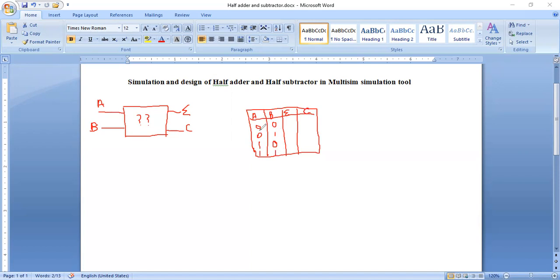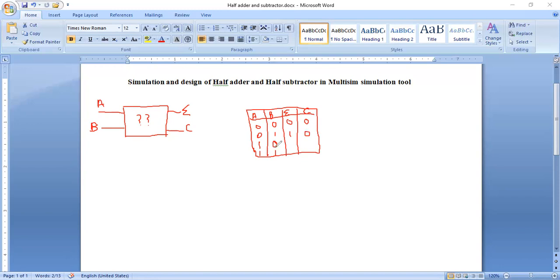So let's start. When we are going to add 0 and 0, what could be the output? We have sum 0 and carry 0. And next, when we are going to add 0 and 1, we have 0 plus 1 equals 1, sum 1, and carry is 0.